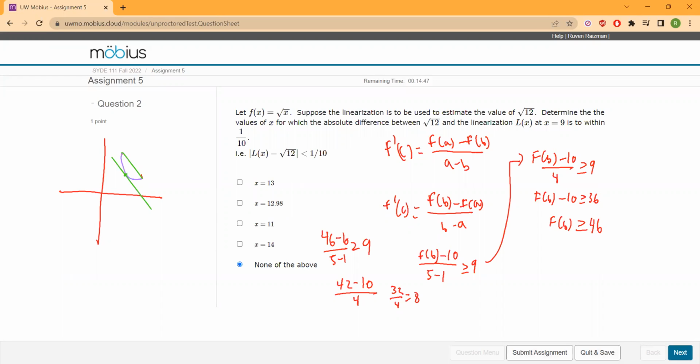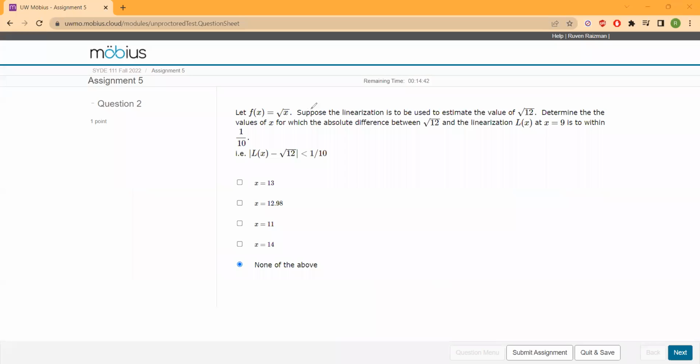So, clear all drawings. So here, what we have is let f of x equal to root of x. Suppose that linearization is to be used to estimate the value square root of 12. Determine the values of x for which the absolute difference between root 12 and the linearization L at x equals 9 is to within 1/10.